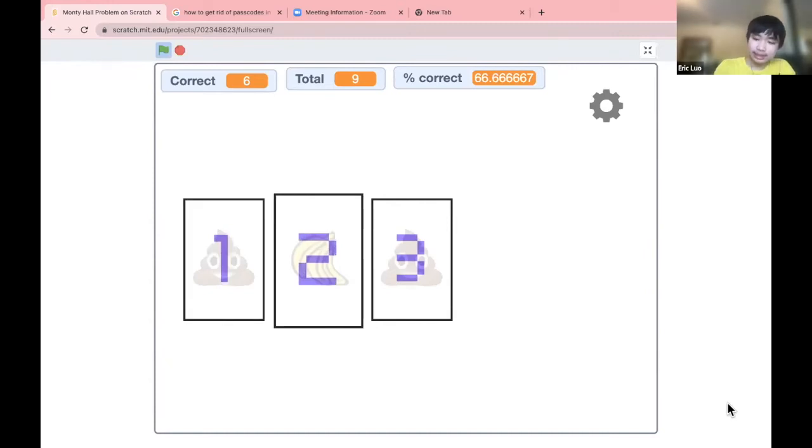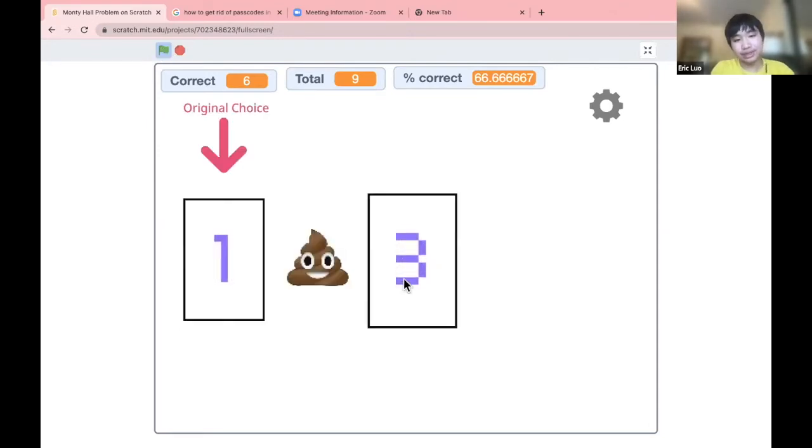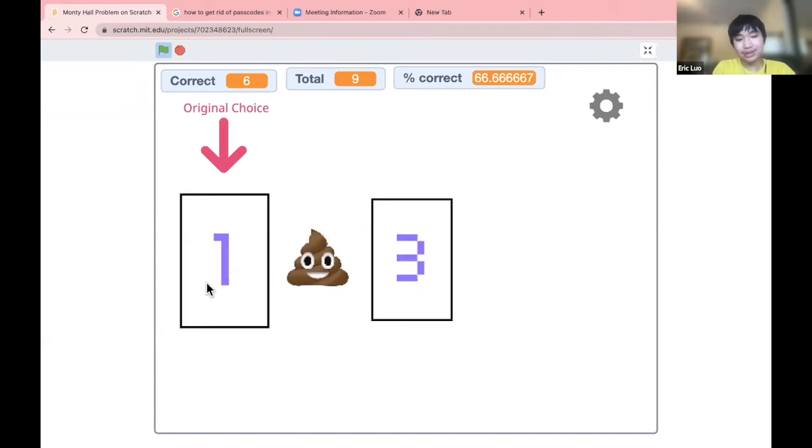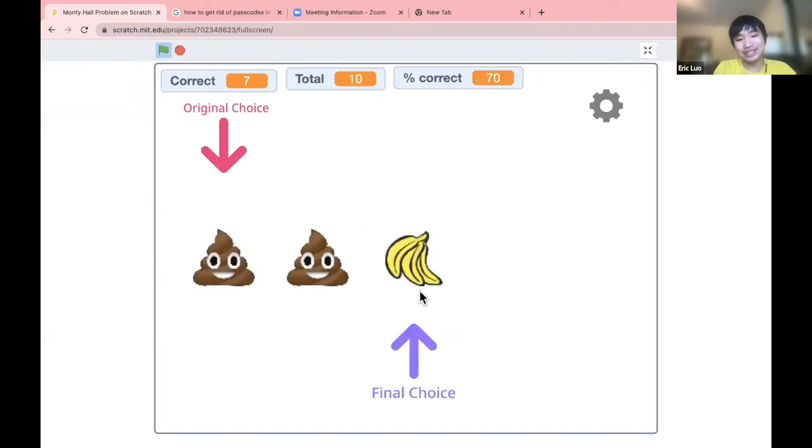As you remember, switching will have a 2/3 chance of yielding a banana. So that means if you are on a game show and they have this sort of weird contraption, always switch, and you will probably get a banana. I mean, it's not 100%, but chances are that you'll get one. Can we try a few more times? Sure, yeah, we can try a few more times if you want to see.